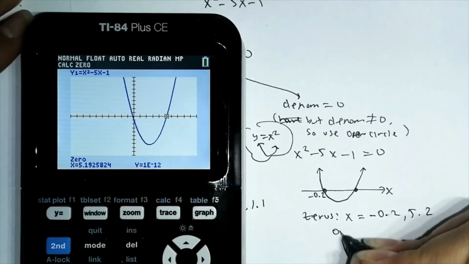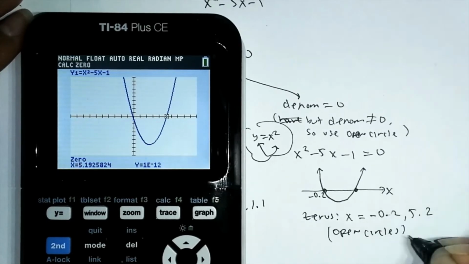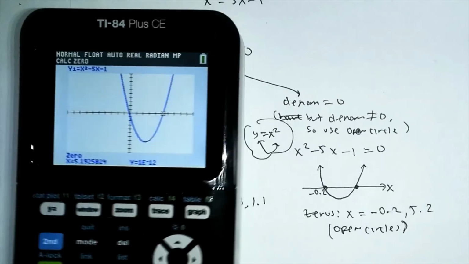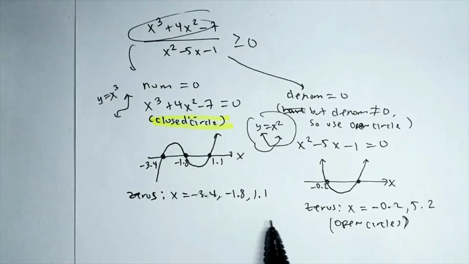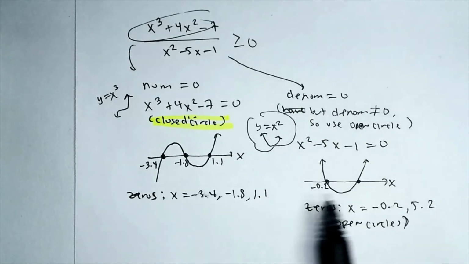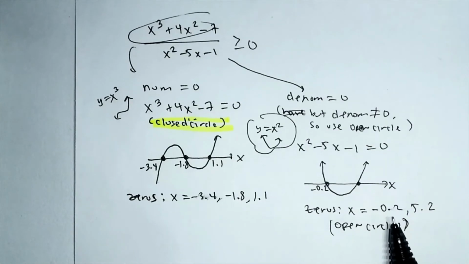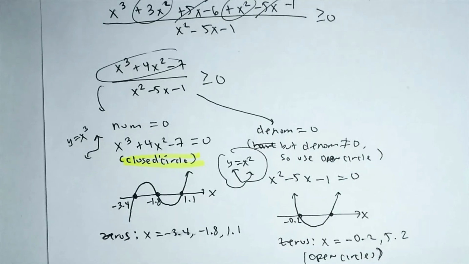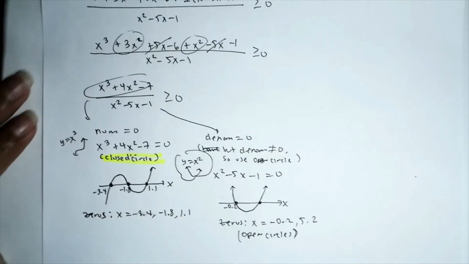Okay, let me just remind myself that these should be open circles. Fantastic. Okay, so the numerator has 3 zeros. The denominator has 2 zeros. Let's go ahead and locate these 5 zeros on the real number line, and then we'll test out each interval. I'm out of space, so let me start a new column because we're trying to save paper here.